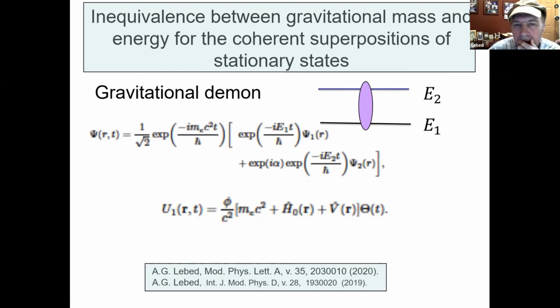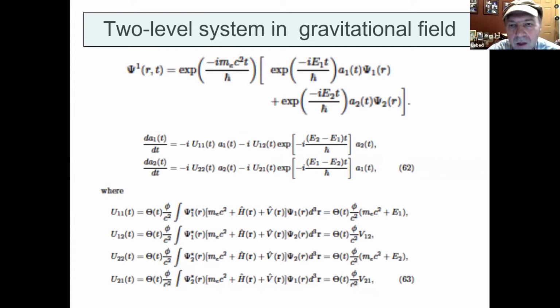And I found that it can. Now we have the so-called gravitational demon. So we have superpositions of states, the ground state and, say, the first excited state. And we have an ensemble of such coherent superpositions, which can be created by lasers. And alpha here, the difference in phases between this function and this function, is constant. So we have a macroscopic ensemble of superpositions of coherent states. And this can be calculated using the standard two-level system and perturbation theory in quantum mechanics.